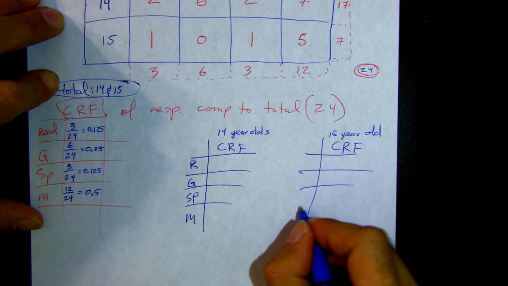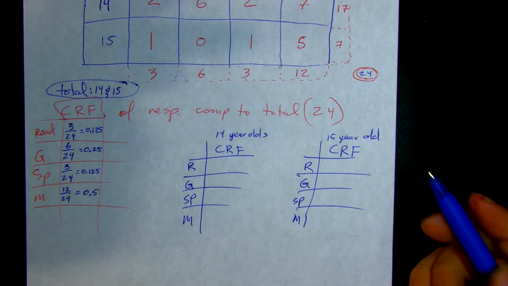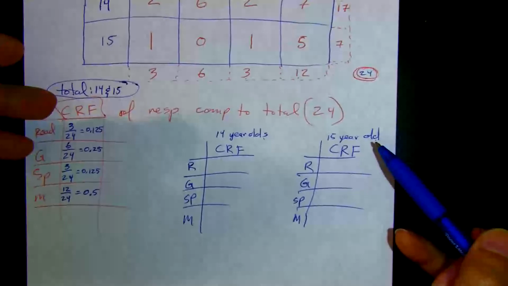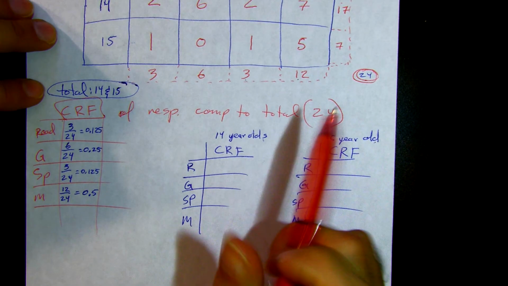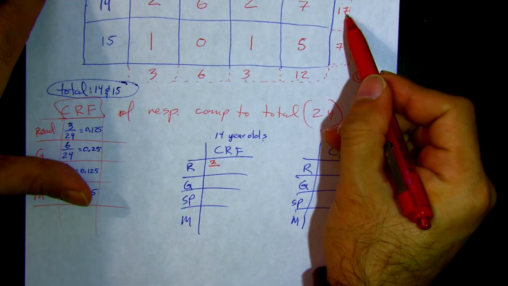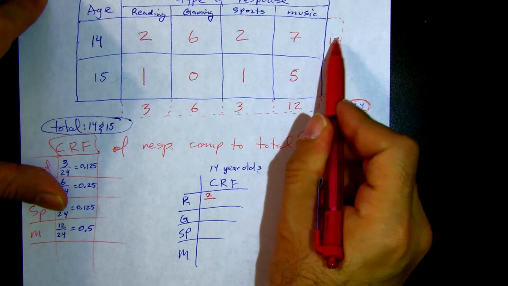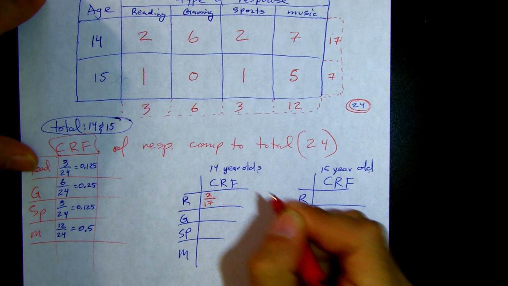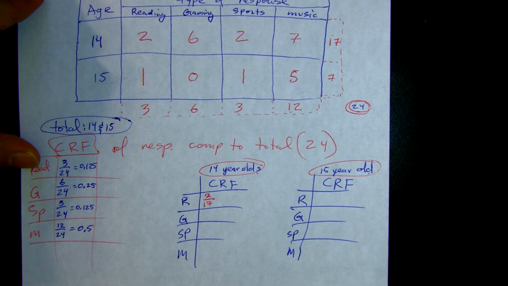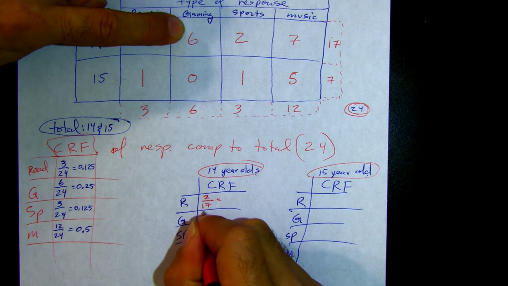So we're looking again at our 4 categories: reading, gaming, sports, music. And we just have to keep in mind that we're not going out of everybody. We're going out of the 14-year-olds total and the 15-year-olds total. So I'll give you an example for reading for the 14-year-olds. Reading is 2 out of how many? 17. Reading is 2 out of 17. I'm not looking at the total of 24 now. I'm just looking at 14-year-olds.